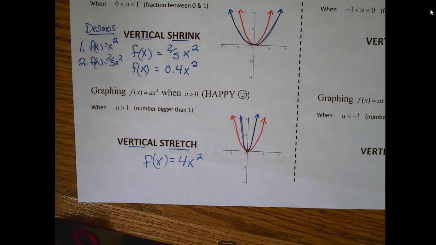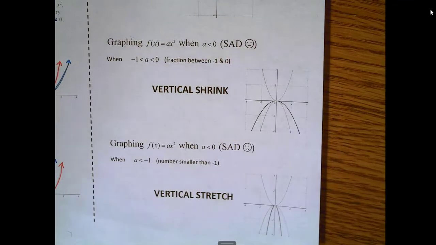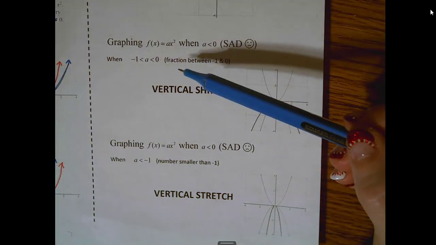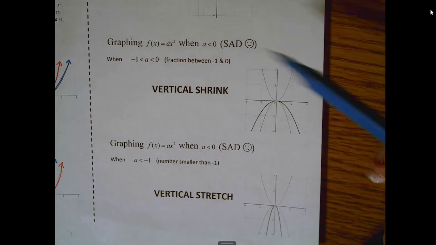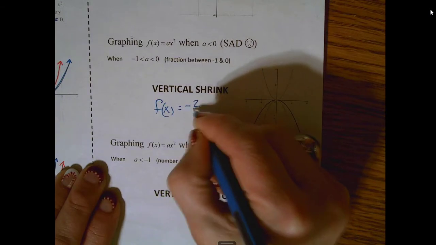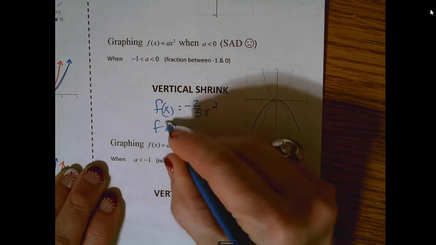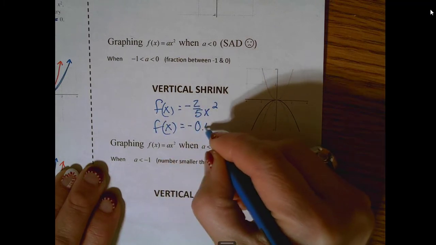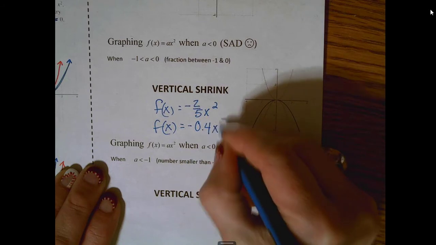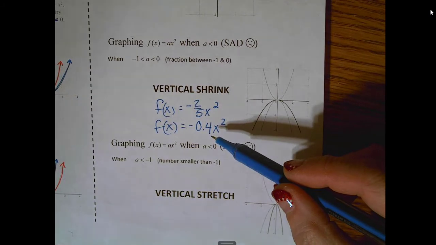All right, let's take a look at when a is a negative value, when it is less than 0. So a little note there, I have that it is sad. Okay, so we're going to kind of just do the opposite from the other page. So I'm going to pick f of x equals negative 2/5 x squared. Okay, or I can write it as a decimal, negative 0.4 x squared. So these are the same function. One's just written with a fraction, one is with a decimal.